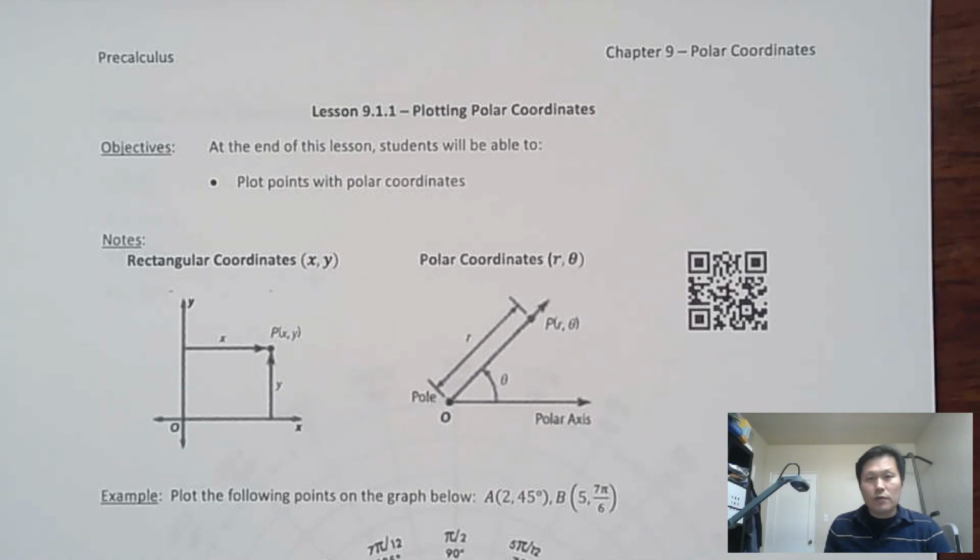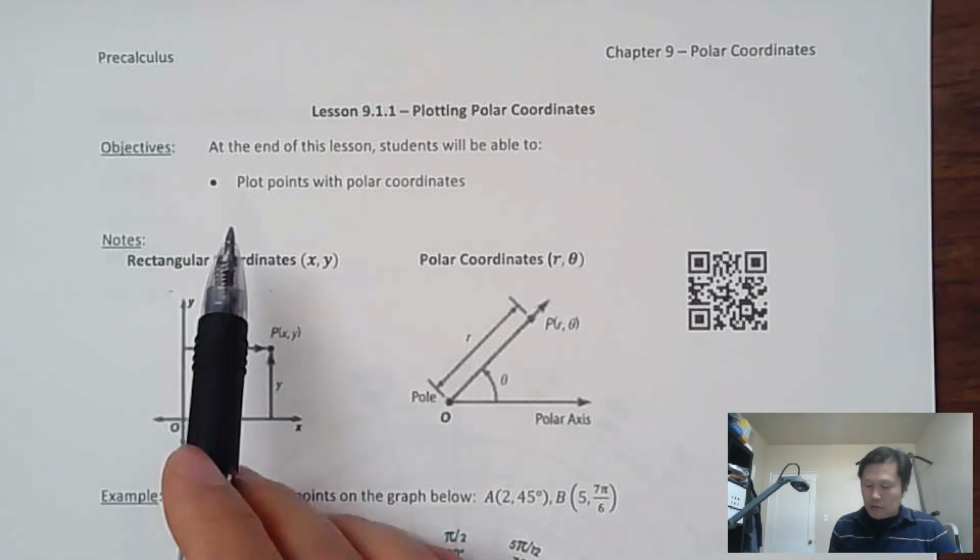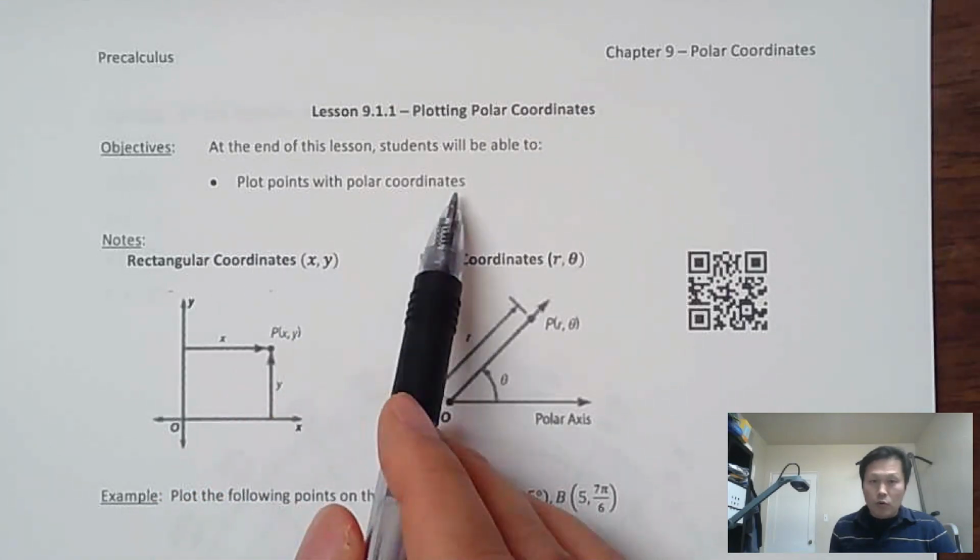So that's going to be the first lesson, first week Wednesday lesson. Chapter 9.1, plotting polar coordinates. So the lesson objective will be to plot points with polar coordinates.